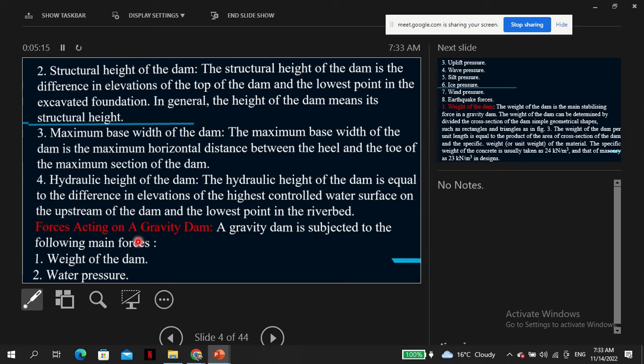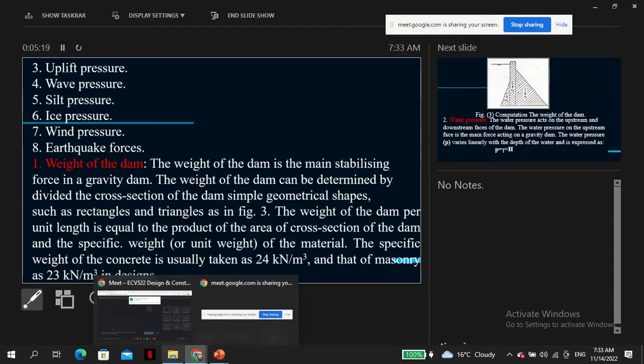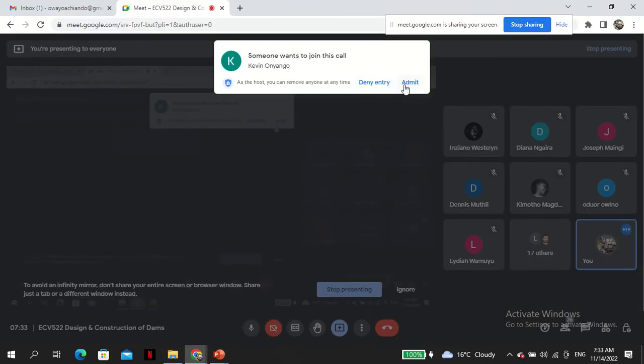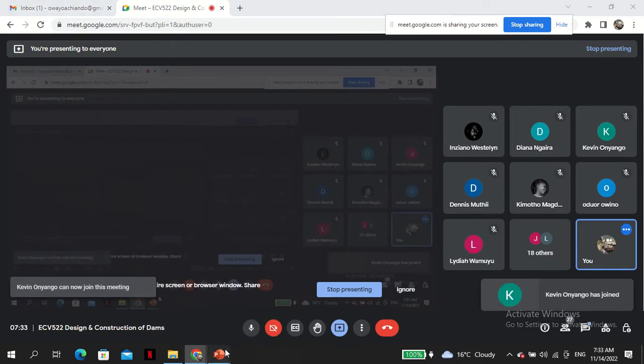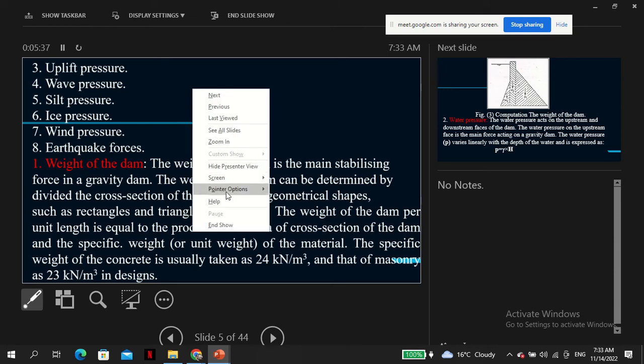Number two, there is water. This should not be strange to you. We have uplift force, we have wave pressure, we have silt pressure, we can have ice pressure, we have wind pressure and earthquake. So you need to design for all these things.